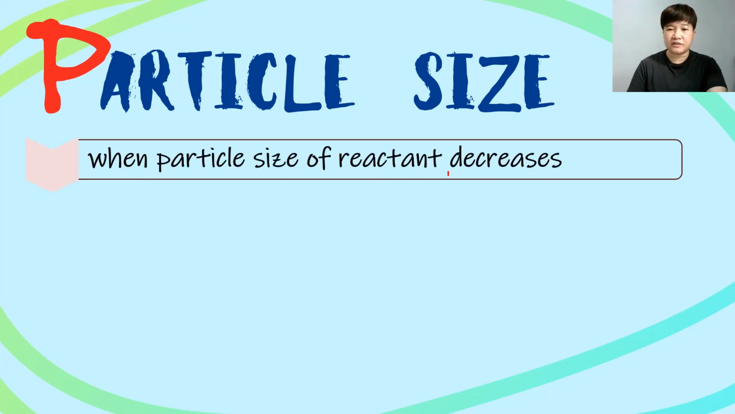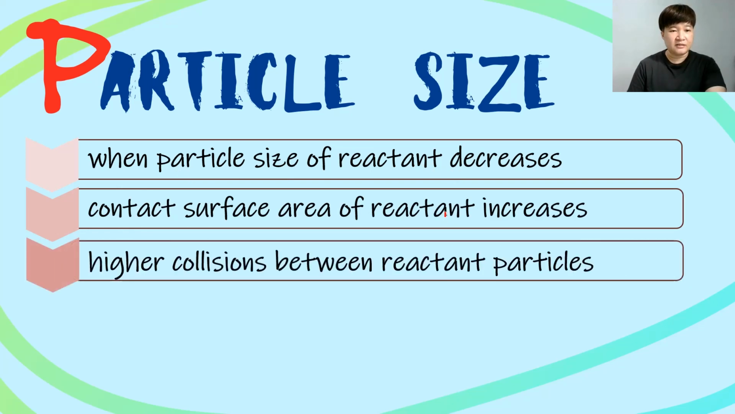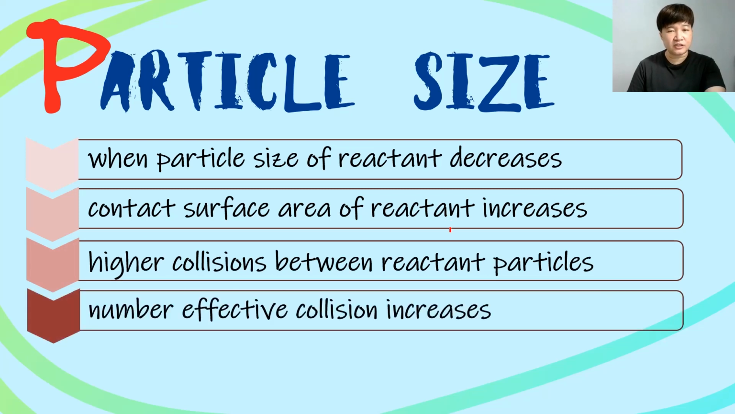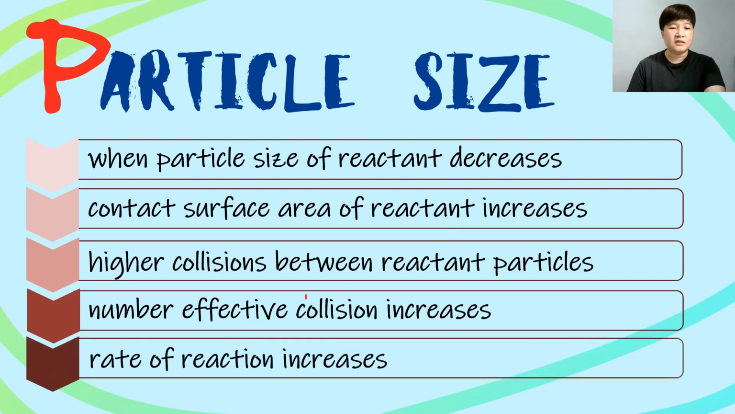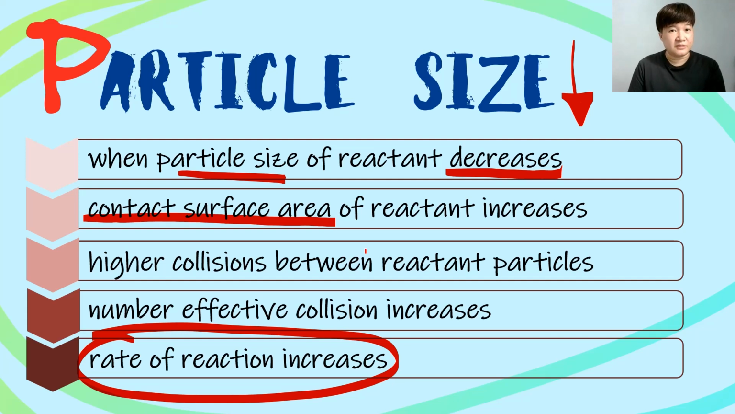When the particle size of the reactant decreases, the contact surface area of the reactant increases. With higher collision between the reacting particles, the number of effective collisions increases. As a result, the rate of reaction increases. So bear that in mind, if you want the rate of reaction to increase, your particle size must decrease. The good friend of particle size that you must mention is contact surface area. Simple? Let's move on to the third factor.